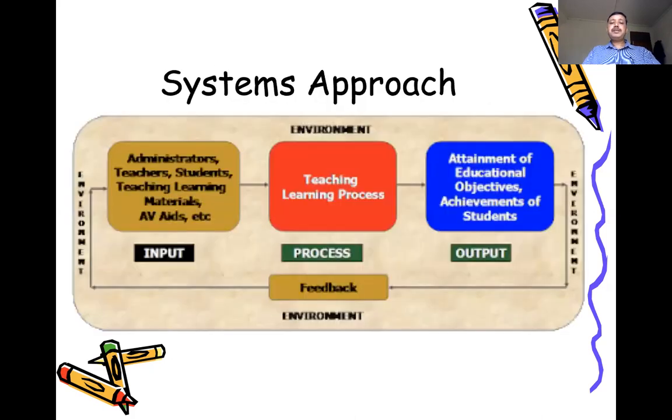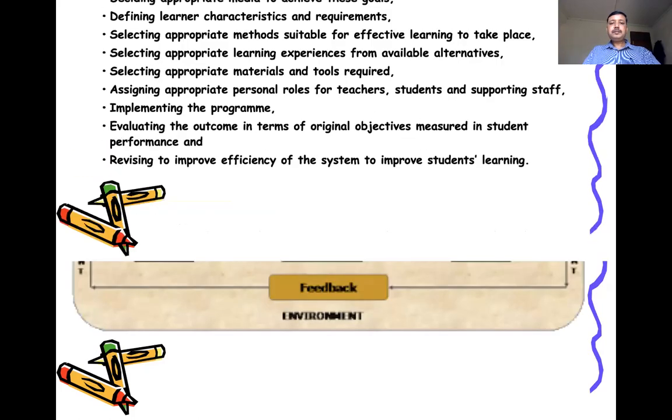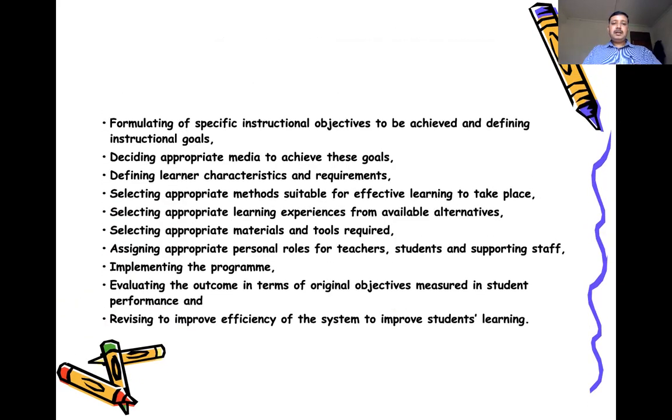This is the diagram of systems approach: the input, process, and output, connected with feedback and within an environment. Environment is nothing but teaching and learning. Okay. So what do we expect from, or what are the outcomes of, this systems approach?